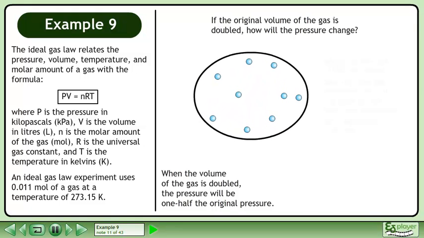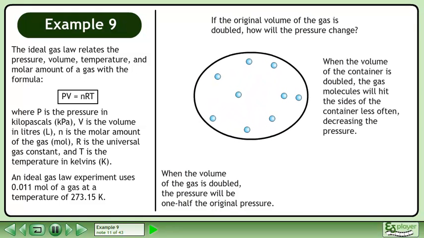When the volume of the container is doubled, the gas molecules will hit the sides of the container less often, decreasing the pressure.